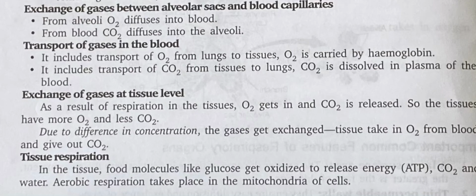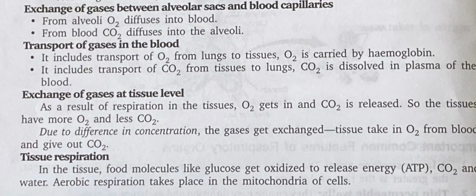Different processes are mentioned over here pointwise. First of all, exchange of gases between alveolar sac and blood capillaries. So from the lungs, that is from alveoli, oxygen diffuses into the blood and the carbon dioxide from the blood diffuses into alveoli. This way exchange takes place. Now transport of gases in blood, which includes the transport of oxygen from lungs to tissue. We have already studied it. This is done by hemoglobin present in the blood. And the transport of carbon dioxide from tissue to lungs is taking place in blood only. No pigment is required because carbon dioxide is easily dissolved in blood.